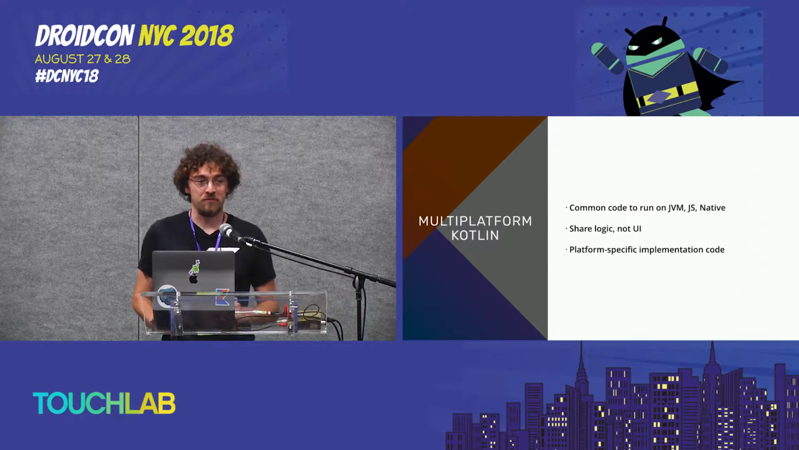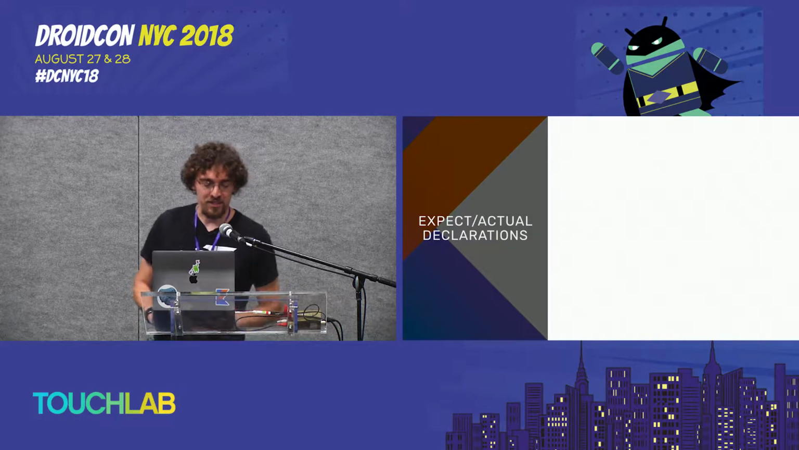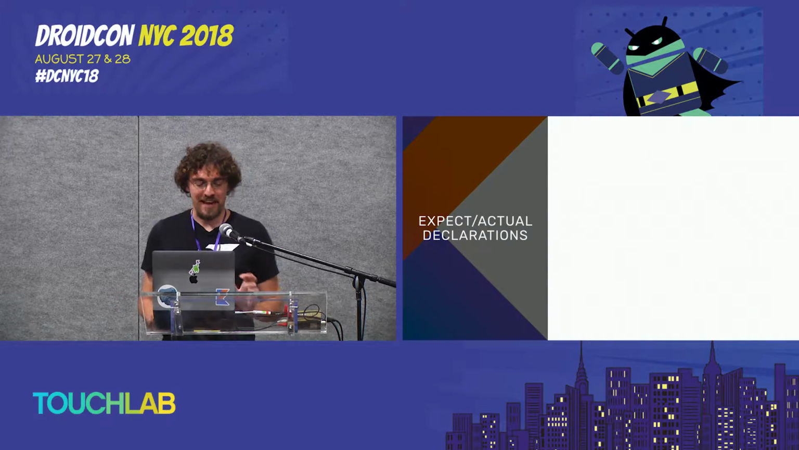And there's also a mechanism for defining platform-specific implementation code so that when you need to call into platform-specific APIs from your common code, you're able to do so. And what that looks like is expect and actual declarations.